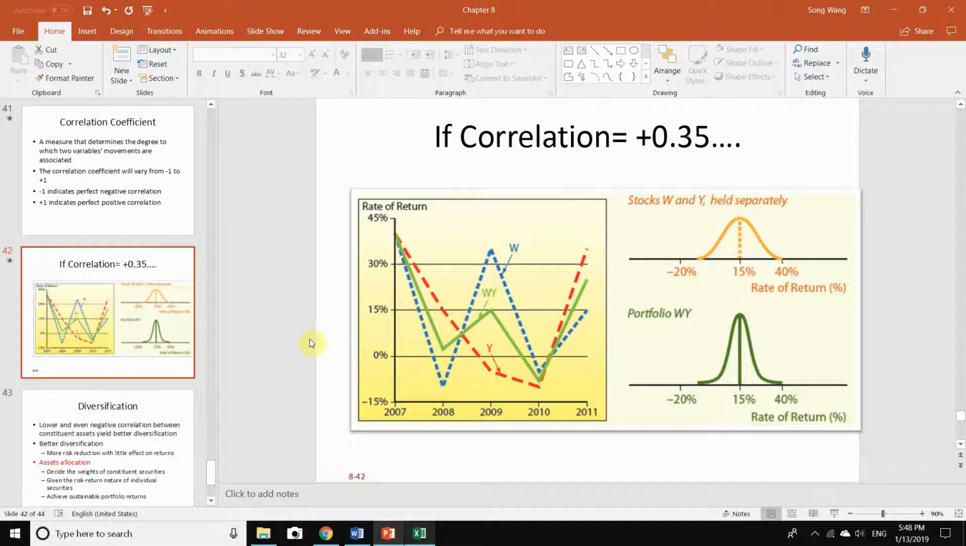So right here, even if the correlation is not perfectly negative, or even if the correlation is not negative, your portfolio is still better off by adding this new stock.